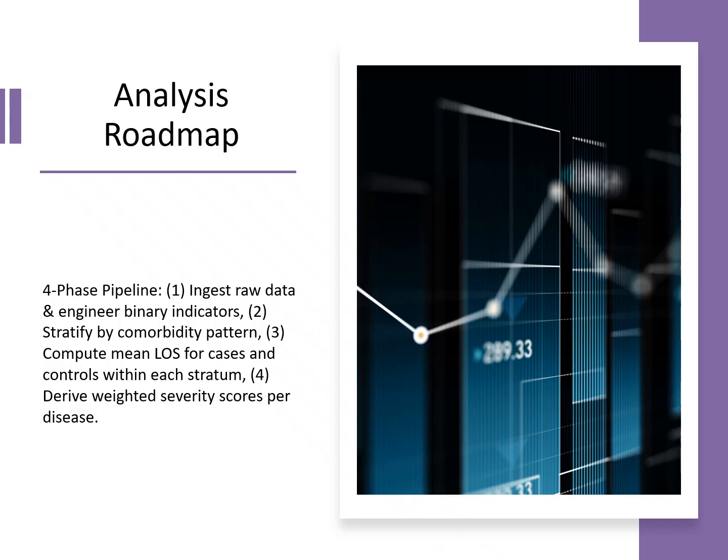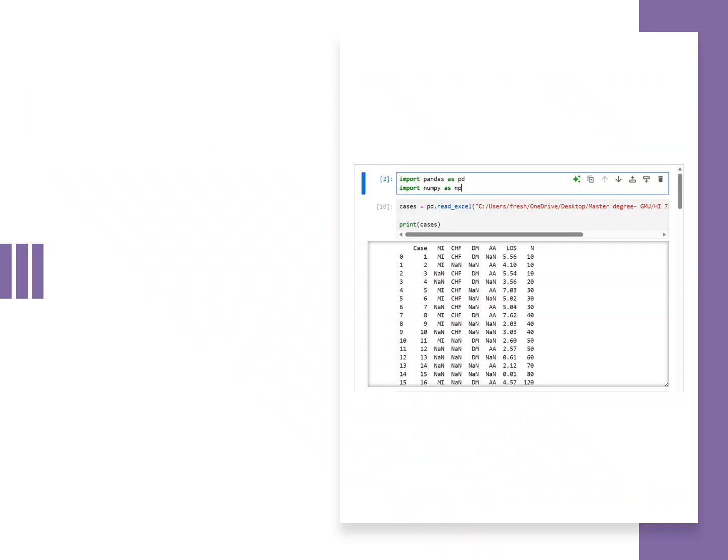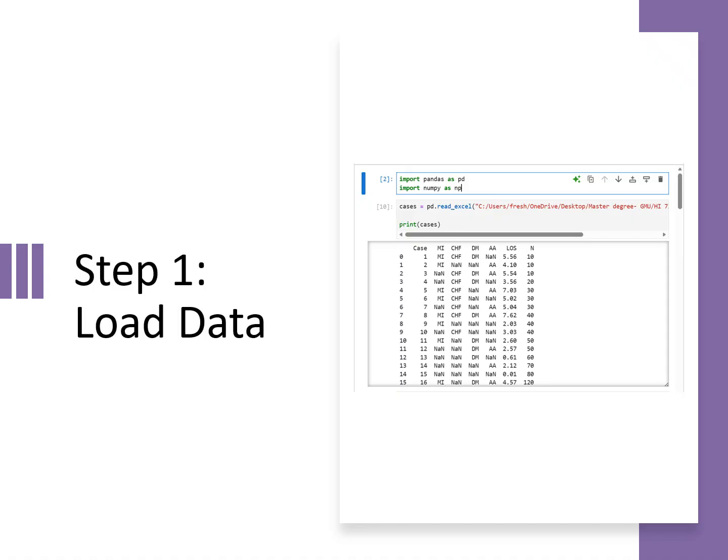Now, let's walk through the code step by step. In step 1, we load the dataset using Pandas read CSV. We immediately perform a data quality check, verifying column names, checking for missing values, and confirming that all disease indicators are strictly binary. It's a good practice to print the shape and head of the data frame to confirm successful ingestion. Notice we also inspect the LOS distribution here. The mean is around 5 days, but the standard deviation is large, confirming the right skew we would expect.